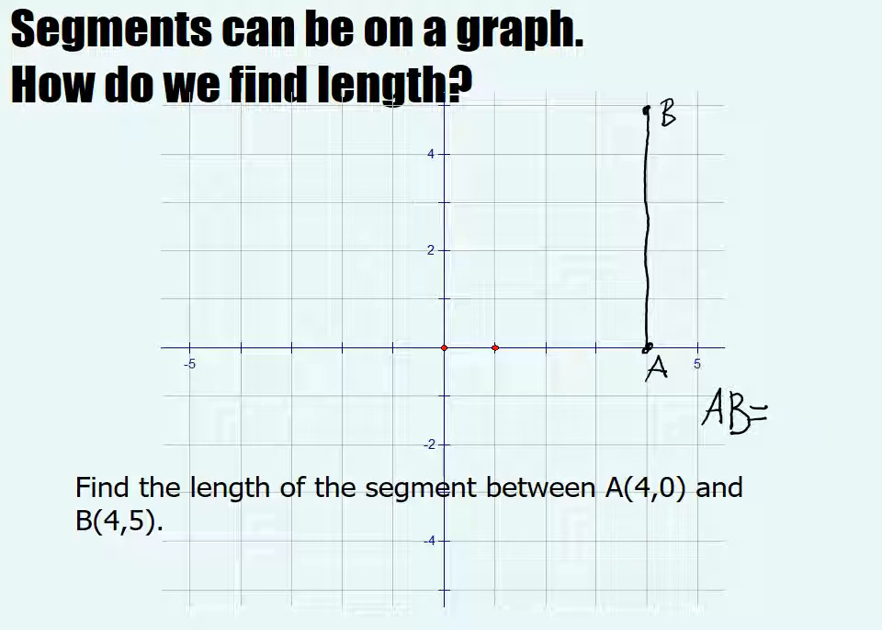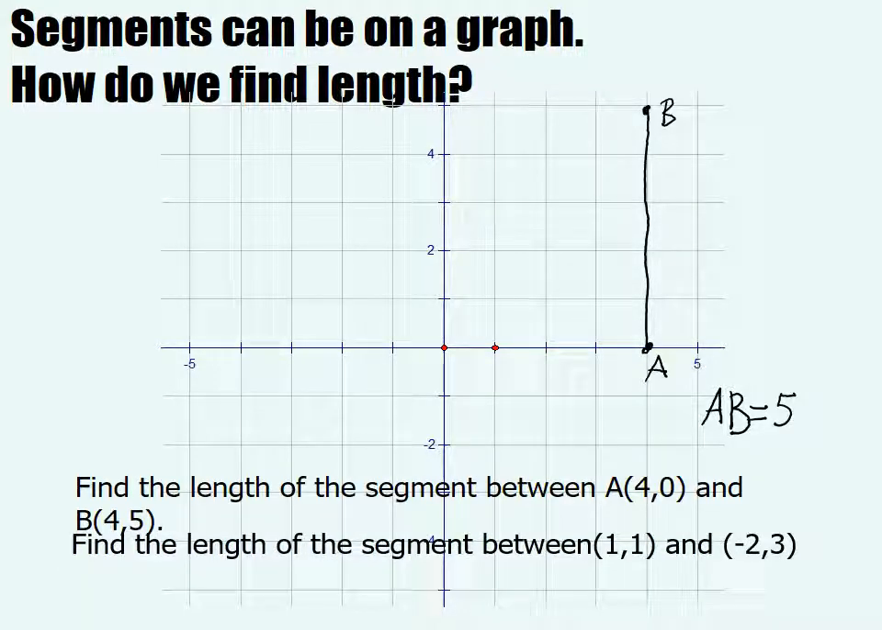If this were any other number line, we would just count the distance between them. So let's go ahead and do that. 1, 2, 3, 4, 5. It looks like it's 5 units away. That was really easy because this segment fell directly on one of our lines on the graph. But that's not always going to be the case.